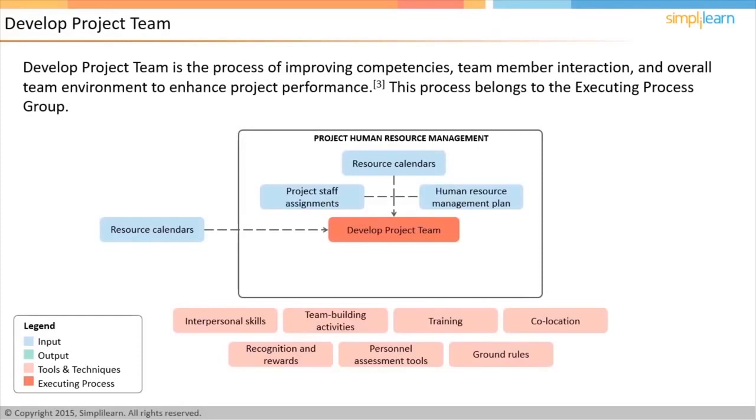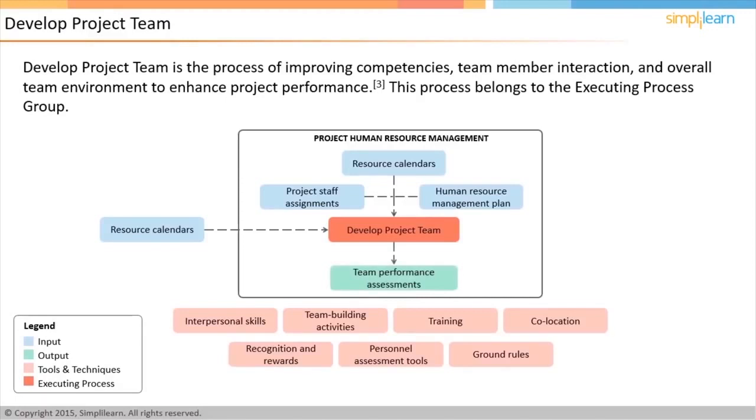Some such rules can be: everyone should reach office for daily meeting by 9:30 a.m. sharp. If there is more than a 10% delay in completing any activity assigned, it should immediately be escalated to the project manager. If there are any unforeseen circumstances, it should be immediately brought to the notice of the project manager, etc. The output of this process is team performance assessments.